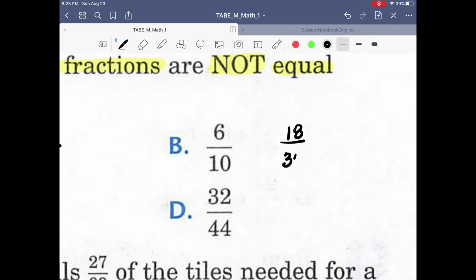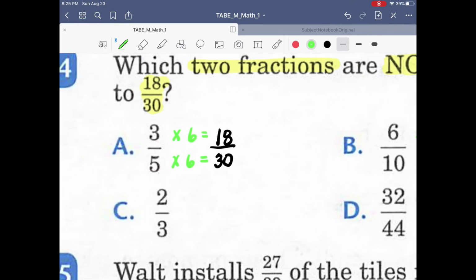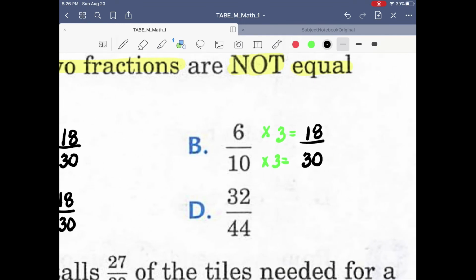6/10ths. We're comparing that to 18/30ths. 6 times 3 is 18, and 10 times 3 is 30. 18 and 30. 2 times 9 is 18, but 3 times 10 is 30. So that's one of them. That one doesn't fit.